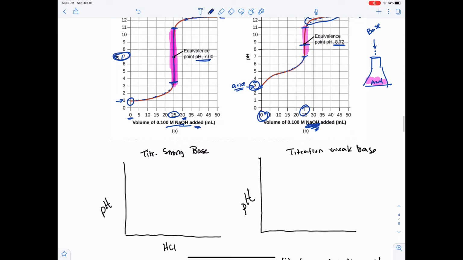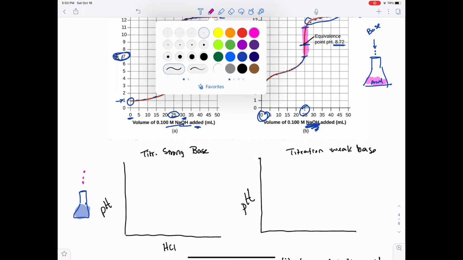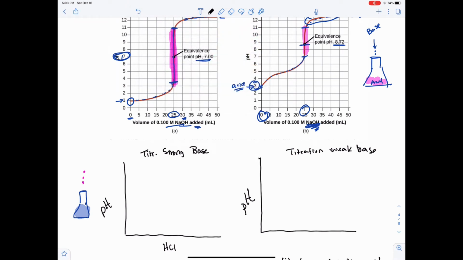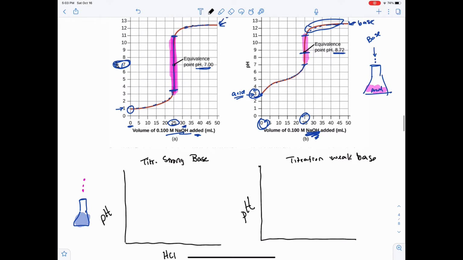Now we're going to look at the titration of a strong base. So it's kind of like we're starting opposite. We've got our flask, but now our flask has a base in it, and we're going to be dripping in acid. So the pH that you're going to start with is going to be a basic pH, in fact, a strong base pH. So it should be a really high pH that you're starting with. It could be maybe 12.5 or something like that, just something really high.